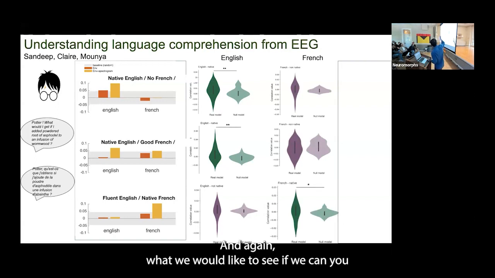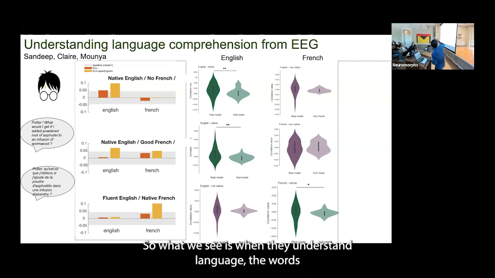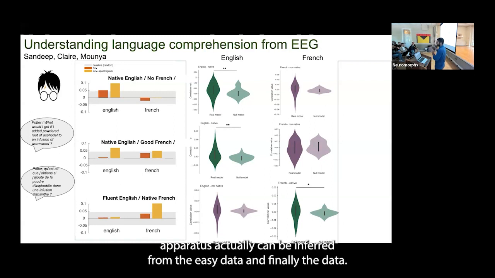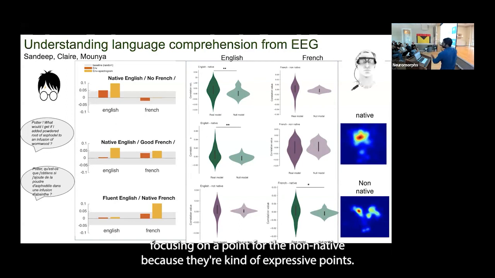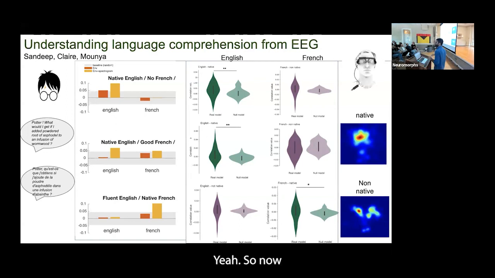And again, what we are trying to see here is whether we can infer that they understand the language. So what we see is when they understand the language, the word surprisals can actually be inferred from the EEG data. And finally, the eye tracking data. For the native speaker, you can see that they're actually focusing on a point. For the non-native speaker, they're dispersed over points. So now, you can infer something about comprehension when listening.